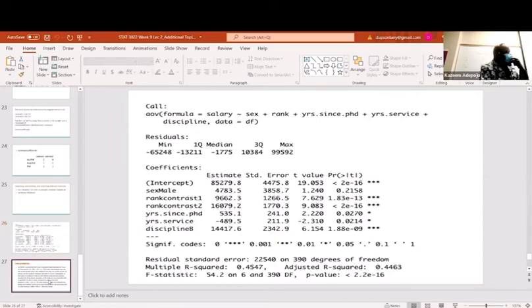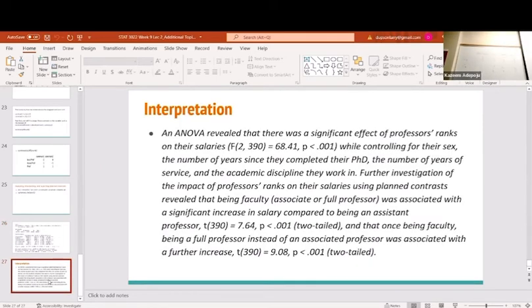You see that? So I said, while controlling for their sex, the number of years since they completed their PhD, the number of years of service, and the academic discipline they work in, and further investigation of the impact of professors' rank on their salaries using planned contrast. We call it planned contrast, or planned comparison. It is different from the multiple comparison that we did the other time, I mean the Fisher, the Bonferroni, and the Tukey.